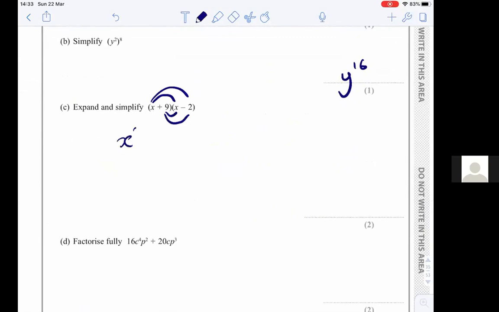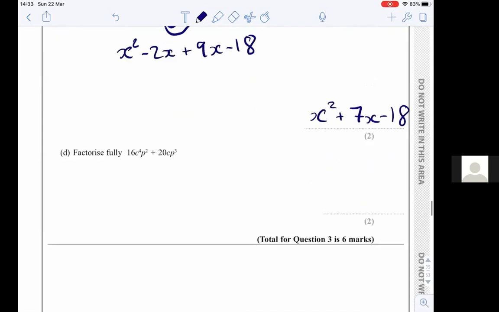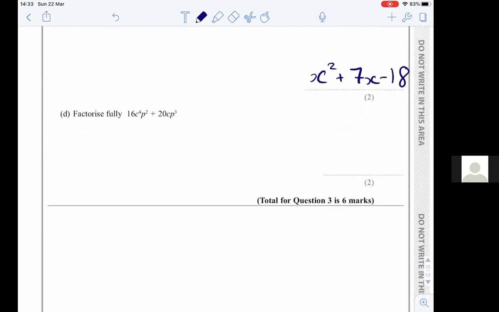Okay, so we've got x squared minus 2x plus 9x minus 18. Always show your working a little bit rather than jumping straight into x squared plus 7x minus 18, just in case you make a mistake along the way, and factorize fully.